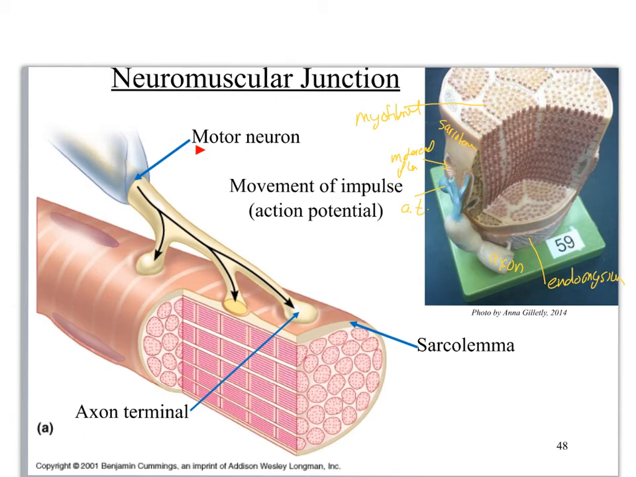Now remember, it doesn't technically touch. There's a gap. Now if we look right here, we're also seeing a drawing where you see the axon and the axonal terminals. To me, they look like little tree frog toes. And they're going to come up and they're going to create this indentation in the sarcolemma. And you can see one there, and one there. And you can get a nice idea how you've got a single neuron and it's going to connect at multiple places on the sarcolemma.